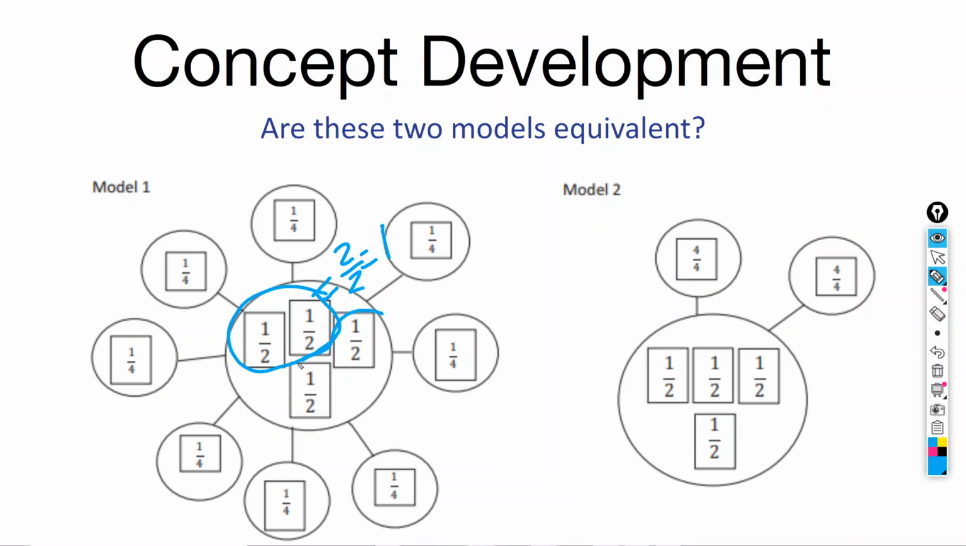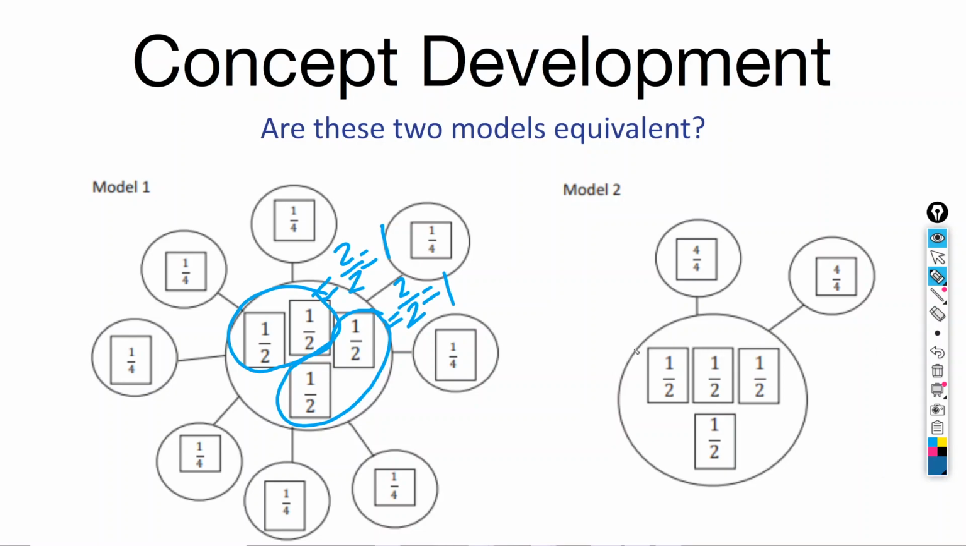So I'm going to do the same thing with these 2 halves. So I end up having 2 halves, which is the same as 1 whole. So the middle part here is actually 2 wholes, okay? So that middle part equals 2 wholes. Now I'm going to look at the outside part.